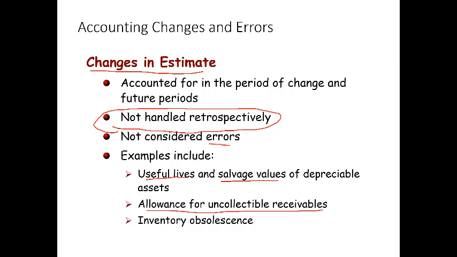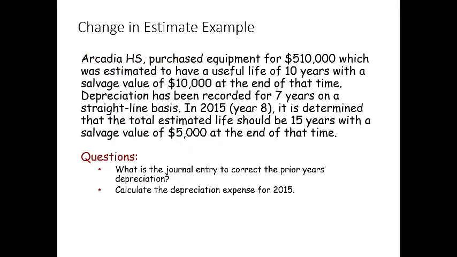Last one, inventory obsolescence. Some of your inventory goes obsolete. That's just going to be handled today and in the future. We're not going back and saying that previous year's inventory was misstated or anything like that. Okay, so change in estimate, biggest thing here, not handled retrospectively. No adjustment to beginning retained earnings.